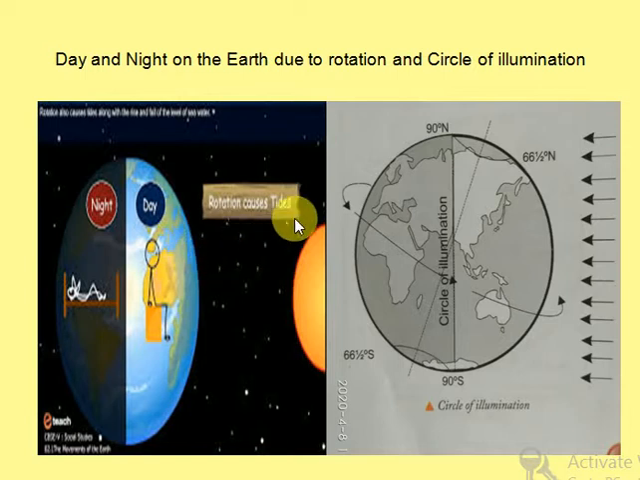The circle that divides the day from night on the globe is called the circle of illumination. This is the circle of illumination. The circle does not coincide with the axis, as you see in the figure.